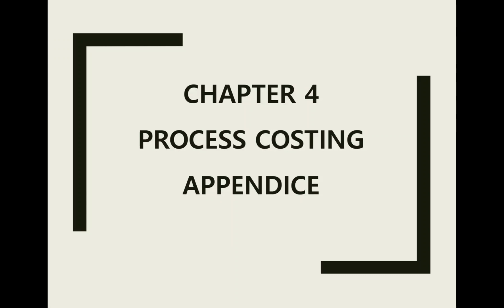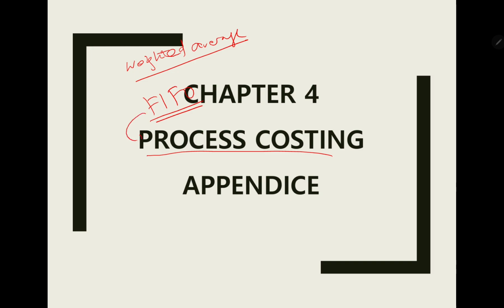Today we are going to learn more about process costing. In the last class, we learned process costing using the weighted average method. In today's class, we are going to learn a little bit different method, that is the FIFO method, which is also used for process costing. And then we are also going to address the allocation of service department cost.